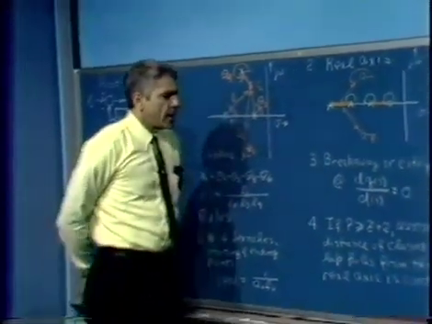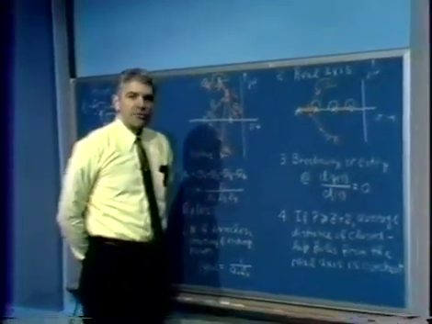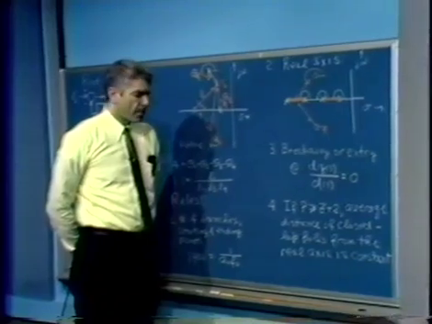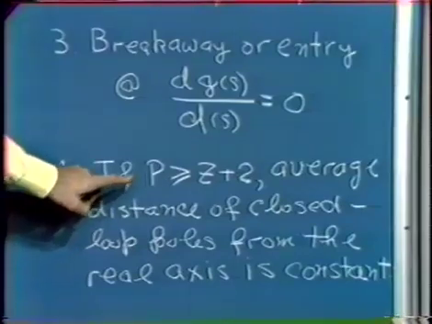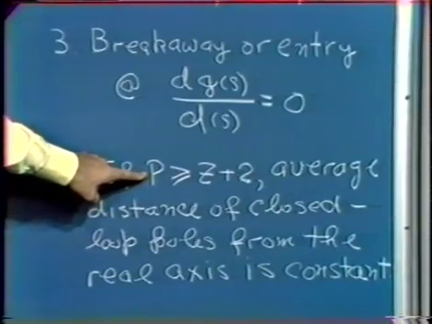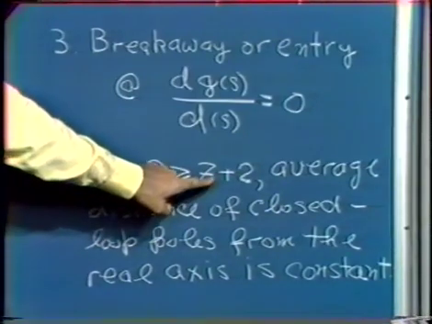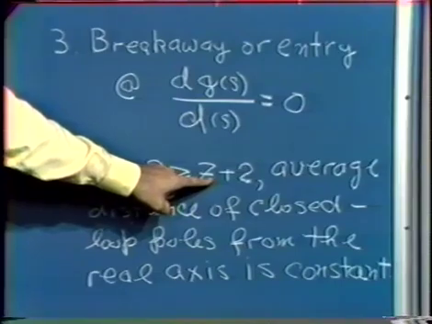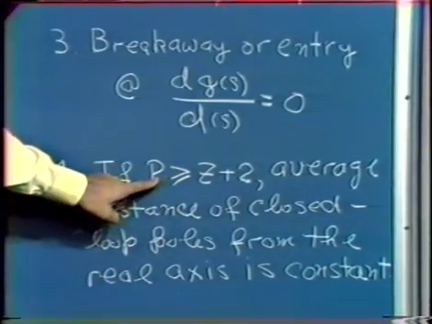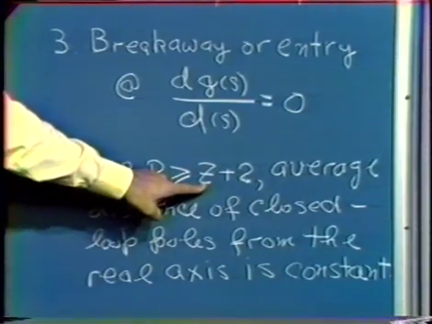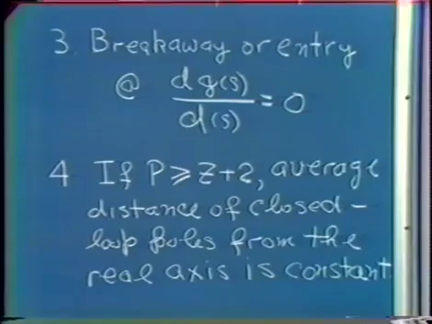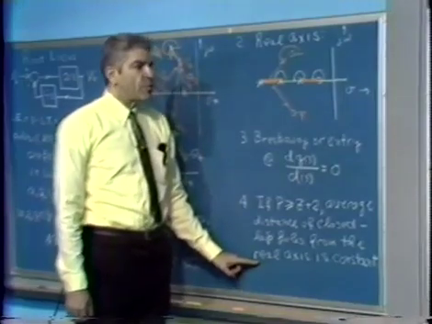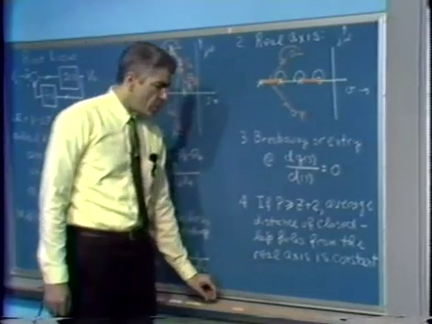Rule 4 has to do with the average distance of branches from the imaginary axis. And in particular, it tells us that if the number of poles of the loop transmission, which I'll denote by capital P, exceeds the number of zeros of the loop transmission, capital Z, by 2 or more, then the average distance of all closed loop poles from the imaginary axis remains constant. The proof of this is an algebraic one. I do it in the book, and I won't do it here.